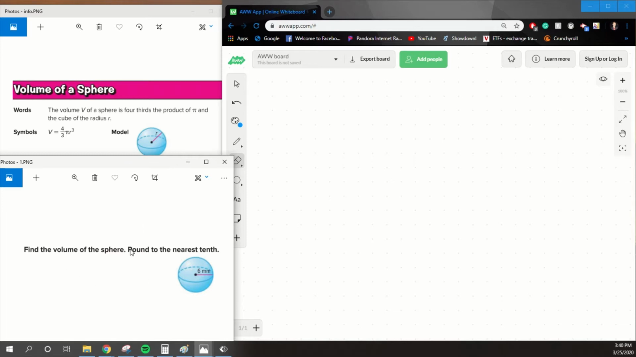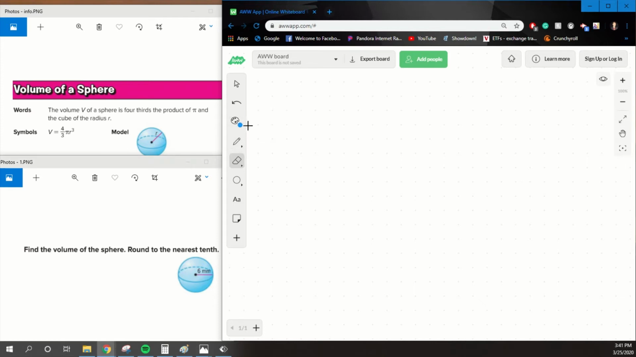So this first example says find the volume of the sphere, rounding to the nearest tenth. Notice it only gives us a radius, and the only thing missing in our formula is a radius. 4/3 is just a number. So I'm going to say that the volume, V, is equal to 4/3 pi r cubed. So the only thing we really need to fill in here is our radius.